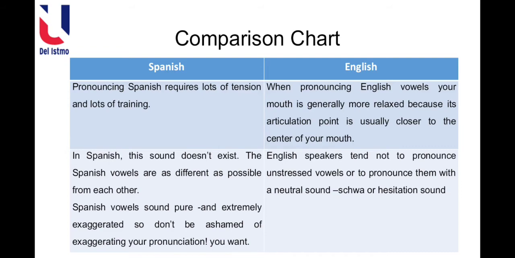When we talk about English, when pronouncing English vowels, your mouth is generally more relaxed because its articulation point is usually closer to the center of your mouth. In Spanish, the sound doesn't exist. The Spanish vowels are as different as possible from each other. But English speakers tend not to pronounce unstressed vowels, or to pronounce them with a neutral sound, schwa or hesitation sound. This schwa or hesitation sound is really hard for Spanish speakers because our vowels are so strong. But schwa is never stressed.